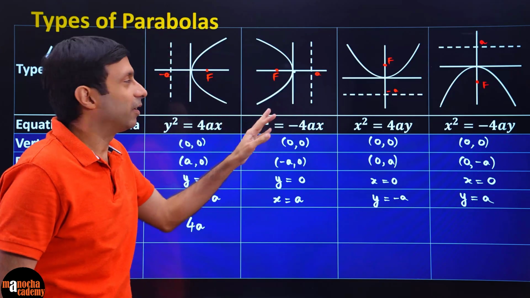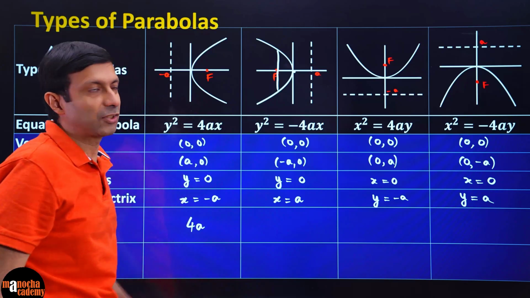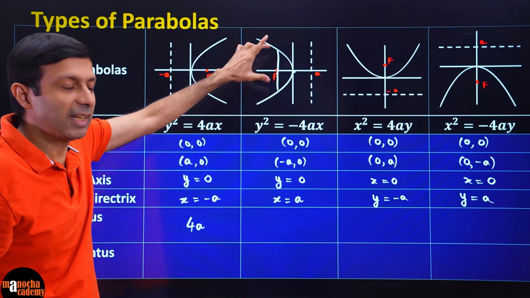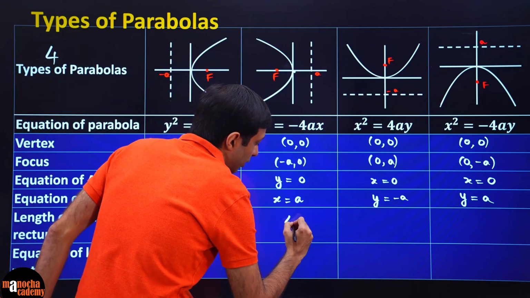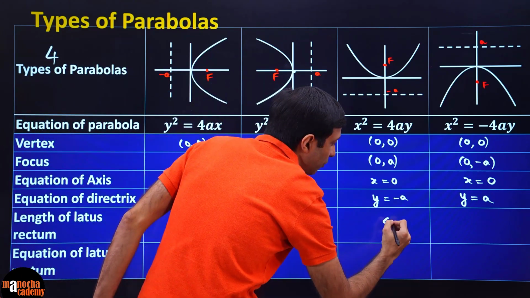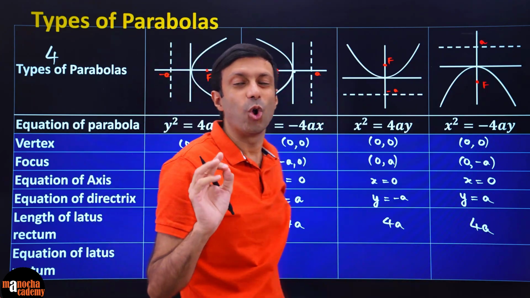So all of them, remember the latus rectum. So here what will be the latus rectum? This part. This part is going to be the latus rectum, right? Again the length will be the same. So I'll just erase that one so that you don't get confused. So here it's again going to be 4a, and it will be the same for whichever type of parabola you take. Length of the latus rectum is always 4a.